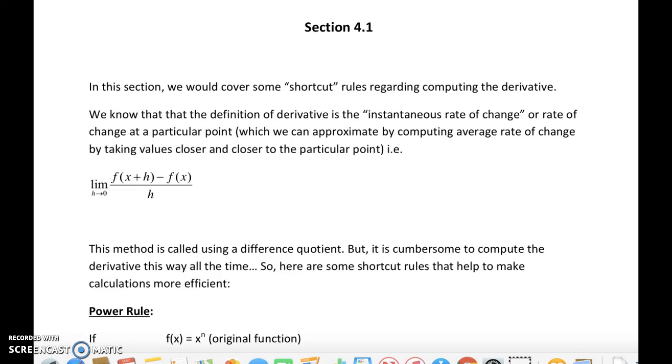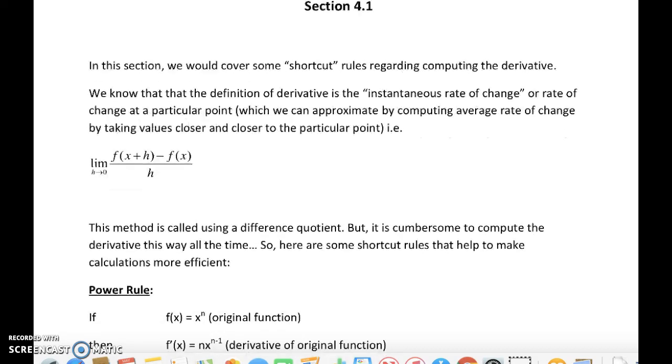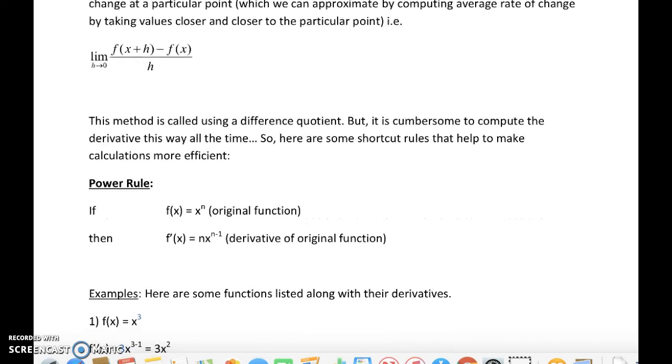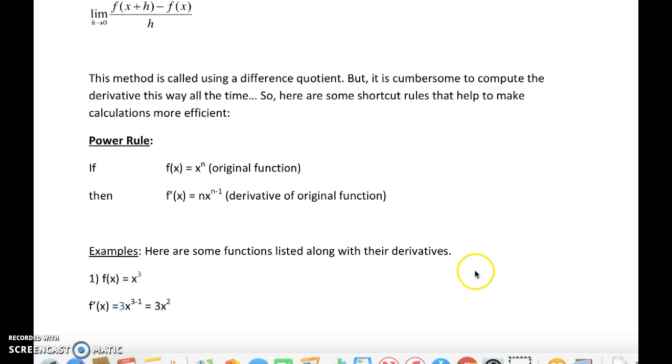So we want to discuss some shortcut rules that are going to help us make these calculations more efficient. The first rule we want to discuss is the power rule. This means if we have some function f of x is equal to x to the n, then according to our derivative, we take our n, put it in the front of our function, and then subtract 1 from our exponent. All right, so let's look at a couple examples to give you an idea of what this is all about.